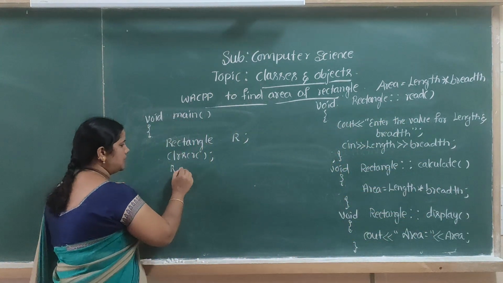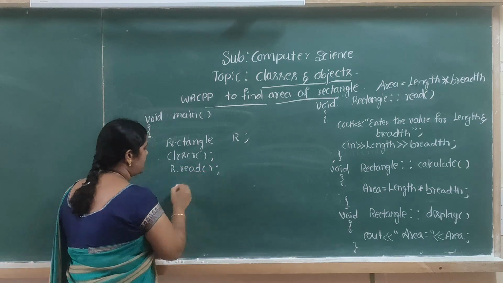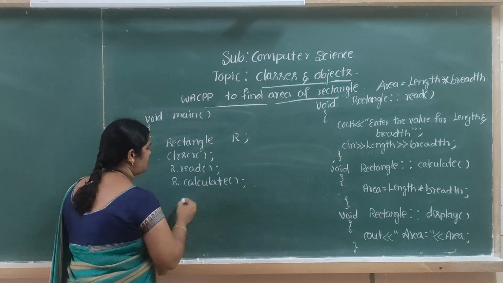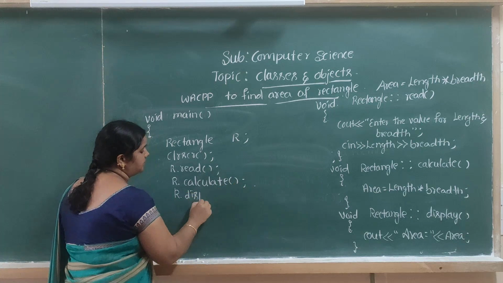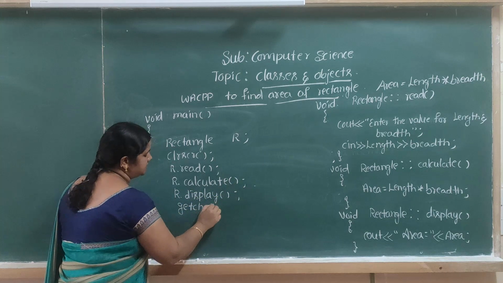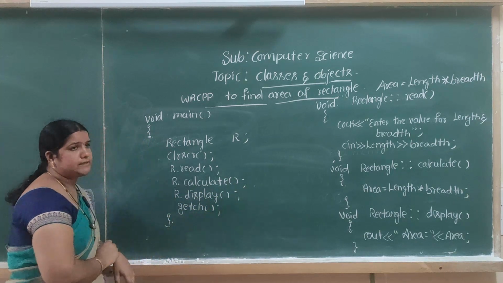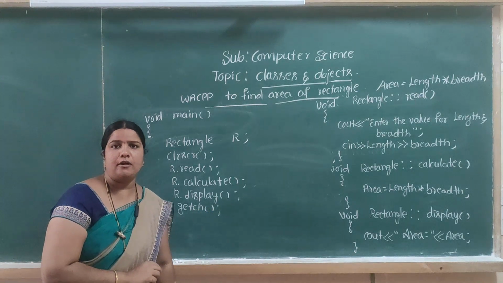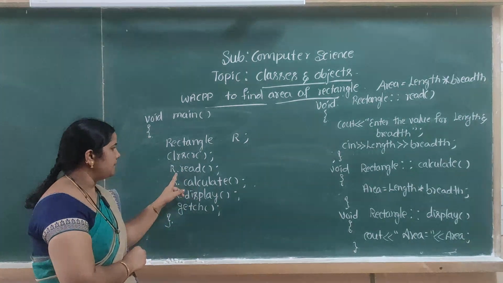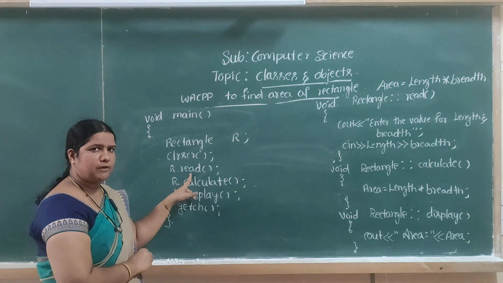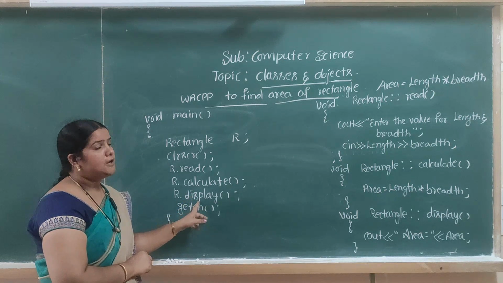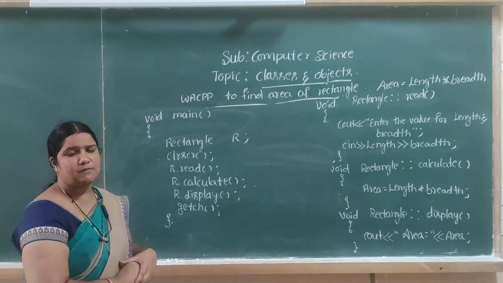First R dot read function, again R dot calculate function, next one R dot display function, and finally getch and closing bracket. So this is one program for calculating the area of the rectangle, and it is used to access the member function using the object name with the dot operator. Read is one of the member functions, calculate is also one of the member functions, and display is also one of the member functions.